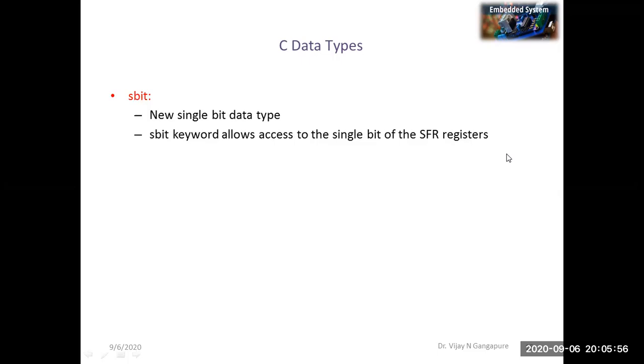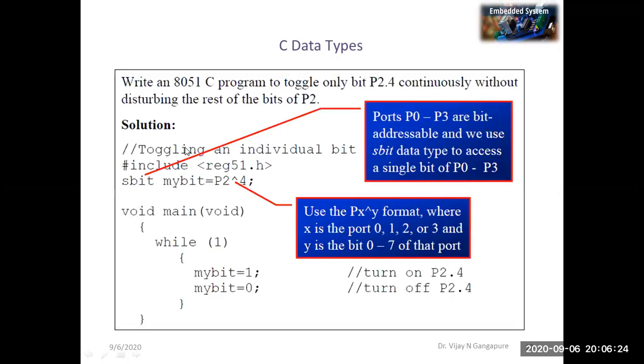In hex that ranges from 0000h to FFFFH. Now this is a new data type, the sbit data type, a new single-bit data type, and it is used to represent a single bit of any SFR register. For example, if you want to represent port 1 bit 0, then you can use this sbit data type. So that is the meaning.